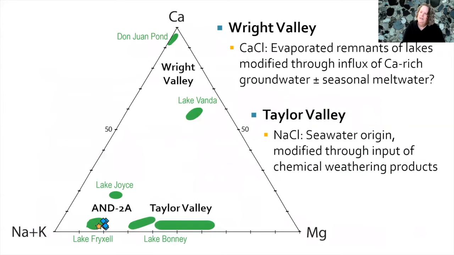This diagram is basically a way of comparing the chemistries of the brine in these lakes with what we see in the AND-2A core. The Wright Valley has some very unusual brines. They're calcium chloride brines. They're thought to be the evaporated remnants of lakes modified through the influx of calcium-rich groundwater with some contributions from seasonal meltwater.